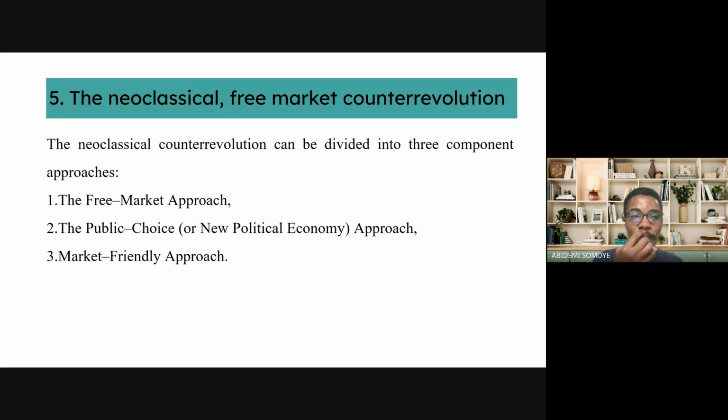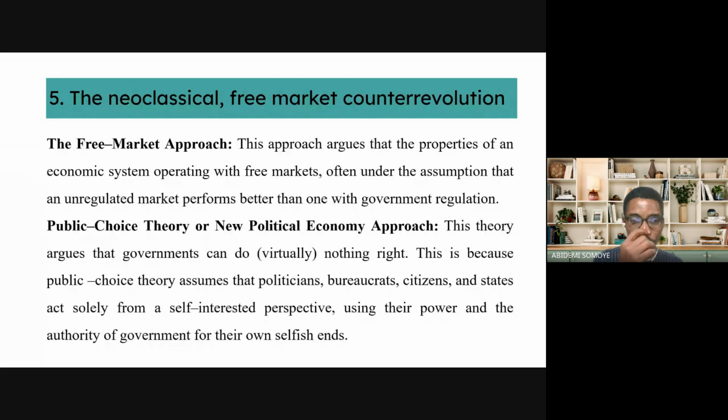So the neoclassical counter-revolution can be divided into three approaches: the free market approach, the public choice approach, and the market-friendly approach. The free market approach argues for the priorities of an economic system operating with free markets, often under the assumption that an unregulated market performs better than one with government regulation or government intervention.